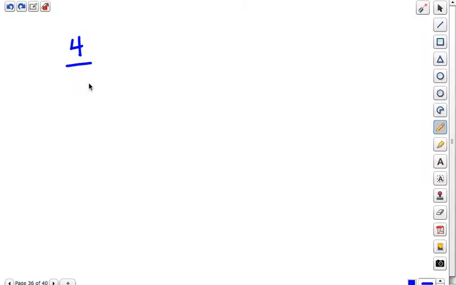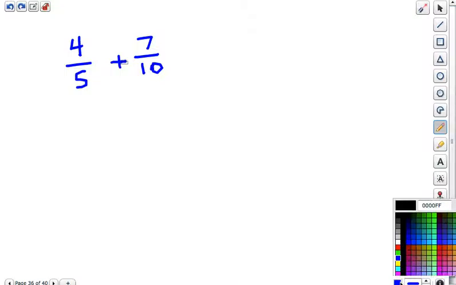So here we have 4/5 plus 7/10. Now, another way, if you're having trouble with finding the LCD, is you can take the denominator of the first fraction and multiply it by the second fraction, and vice versa. Take this 10 and multiply it by the 4/5. So let's go ahead and do that right now.